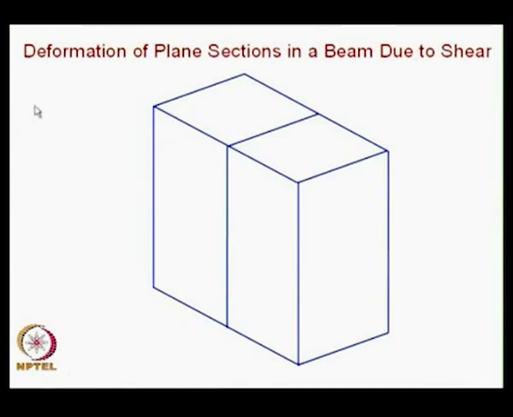and in what way the sections change when you have shear, we will have a look at it. Now, I have a section of a rectangular beam and I have taken 2 sections for illustration, and we are going to look at in what way the plane sections change because of shear.